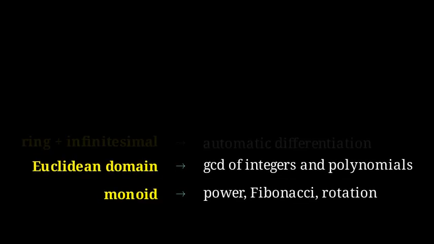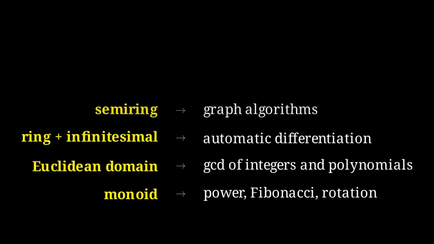This series climbs a ladder of structures, and at each rung an algorithm falls out. Monoids give us exponentiation, Fibonacci, and rotation. Euclidean domains give us the greatest common divisor, for integers and polynomials alike. Rings, extended with a single infinitesimal, give us automatic differentiation, the engine behind modern machine learning. Semirings turn one matrix power into half a dozen classical graph algorithms.